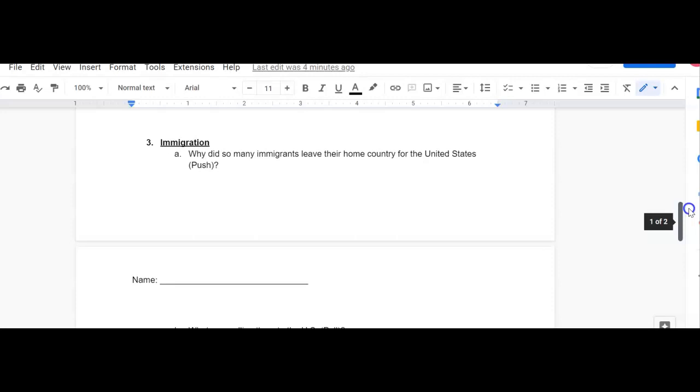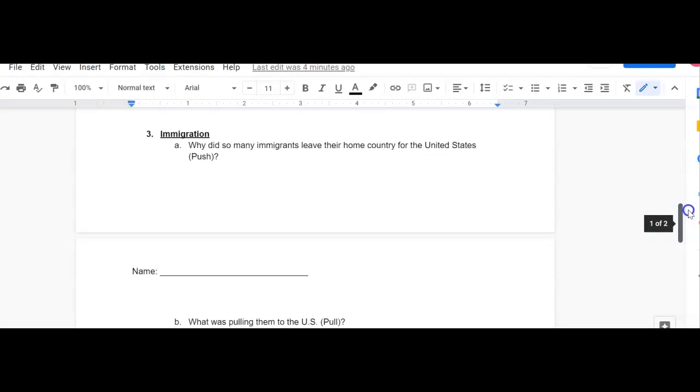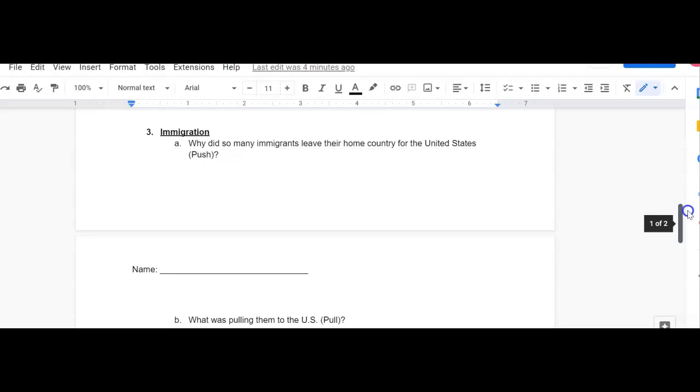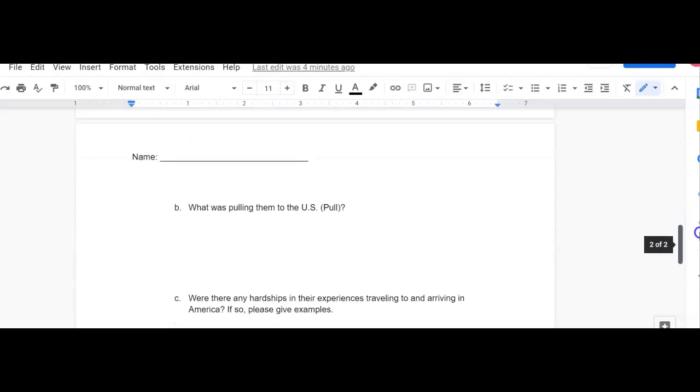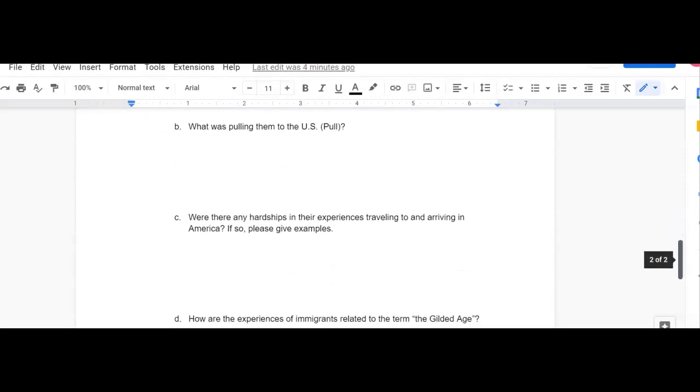The third question is related to immigration. It says, why did so many immigrants leave their home country for the United States? What's a push factor? Part B, what was pulling them to the US? So, what are some of those pull factors?